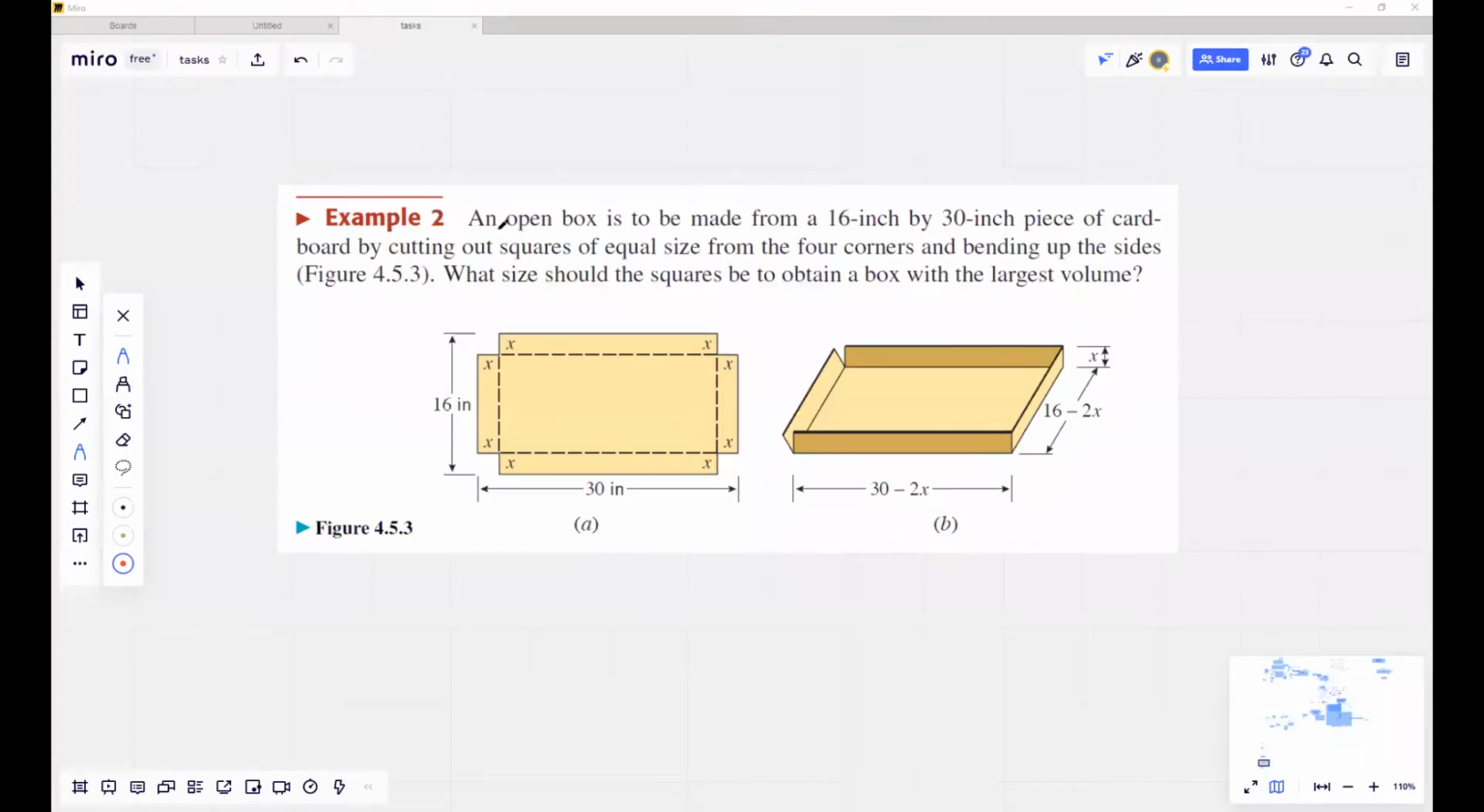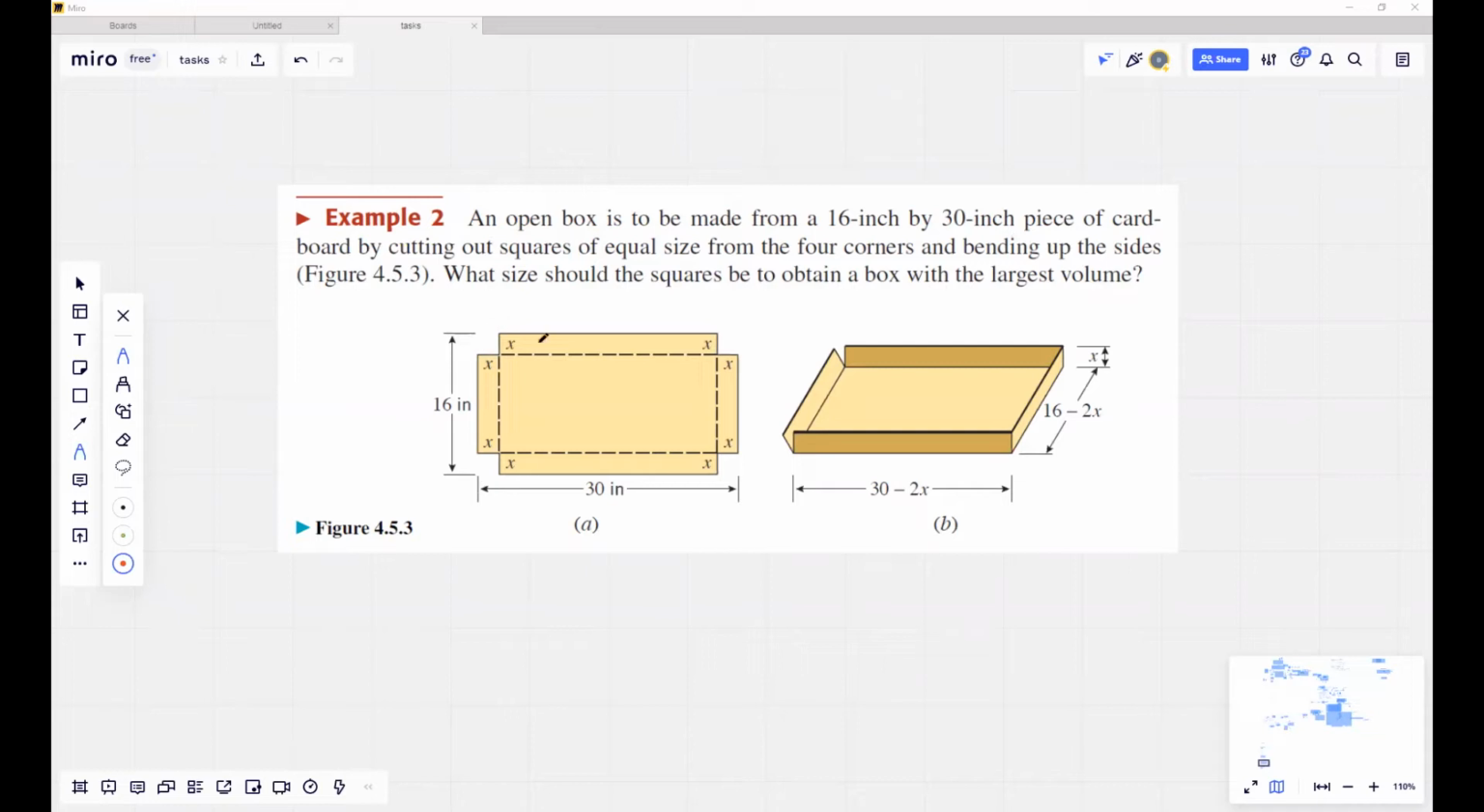All right, so we have an open box that is to be made from a 16 by 30-inch piece of cardboard by cutting out squares of equal sizes from the four corners and bending up the sides. What size should the squares be to obtain a box with the largest volume?